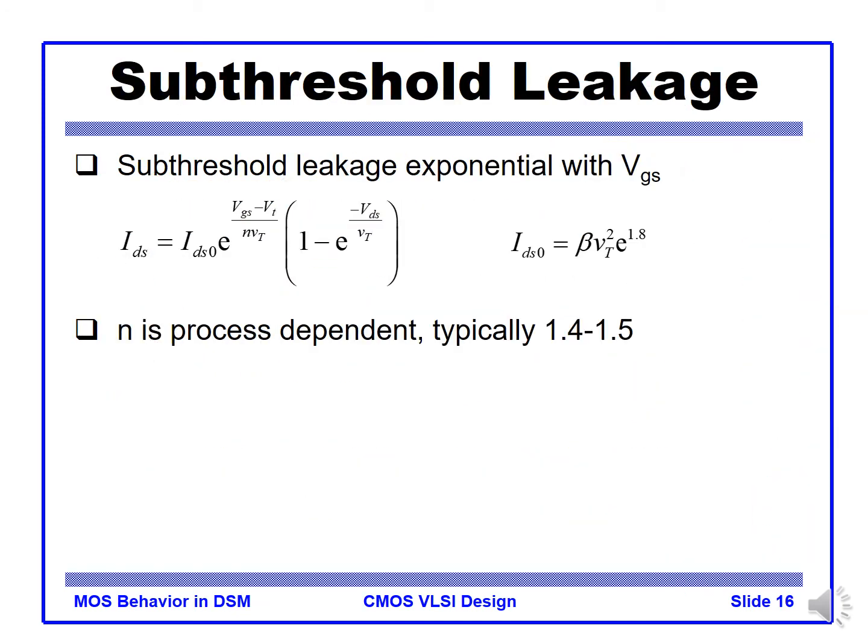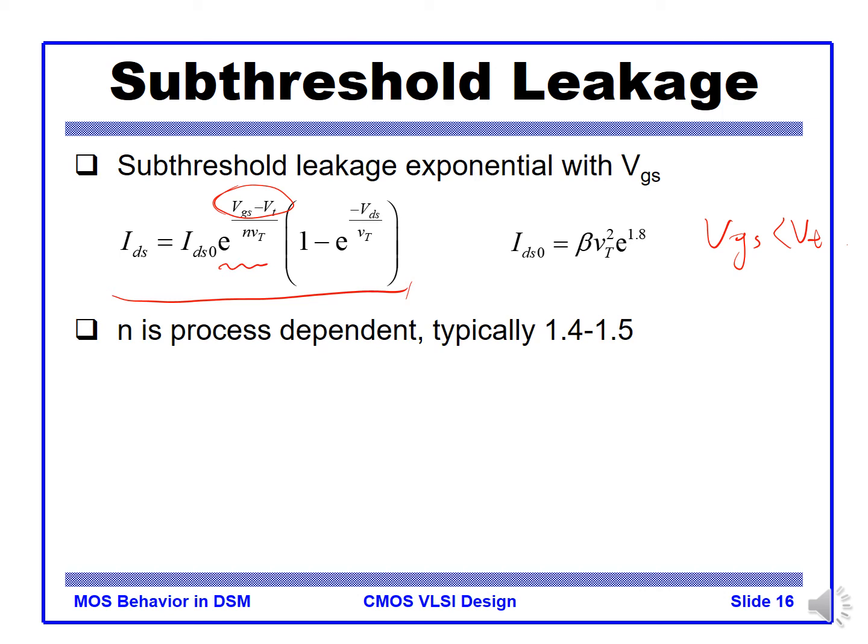Sub-threshold leakage model we can write there for VGS less than VTH. I explained that this model follows the exponential curve. So here we have an overdrive voltage, VGS minus VT, proportional. This is the exponential function there.